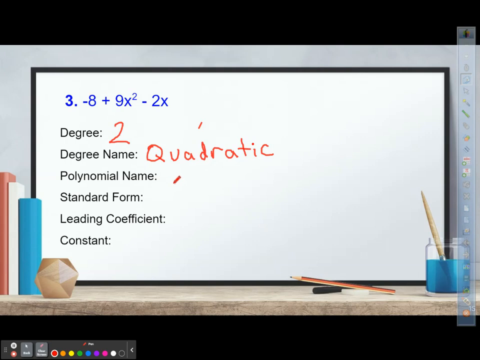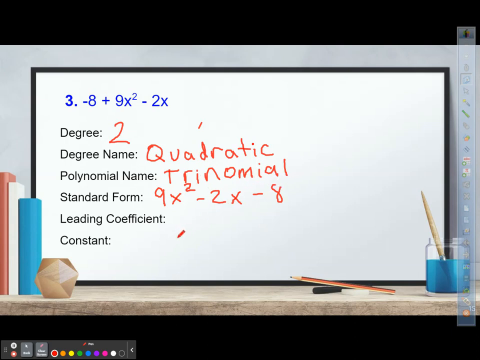And then the polynomial name is based on how many terms there are. Cheyenne, how many terms would you say are in this polynomial? 3. And so what would that be? Trinomial. So that's a trinomial. Tri means 3. And now we need to arrange it in standard form. Cheney, how would you write this one in standard form? 9x squared minus 2x minus 8. Perfect. So it goes in order, the exponents from largest to smallest, 2, 1, 0.